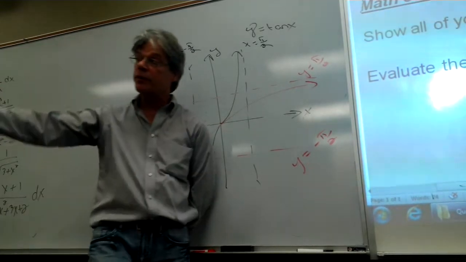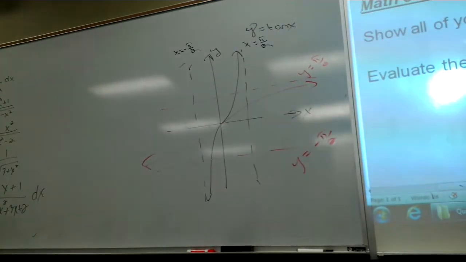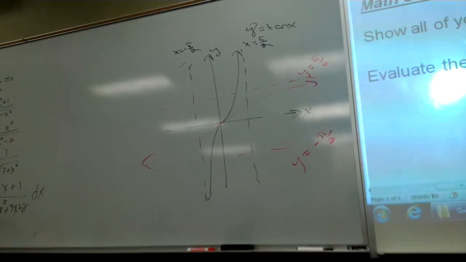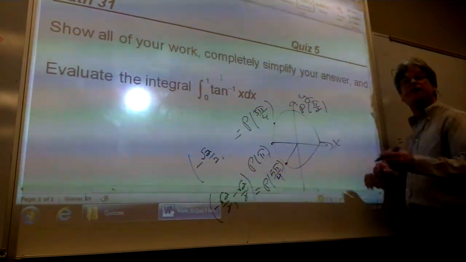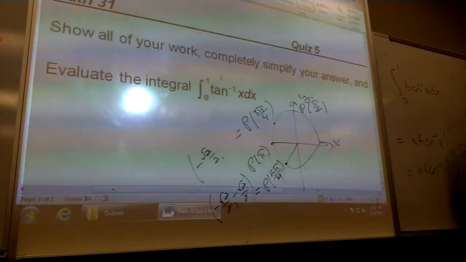Even though I have to agree with you, 5 pi quarters does have the quality. I misspoke, I wrote it wrong. 5 pi quarters, not halves, has a tangent which is positive. It's just not my desired angle.